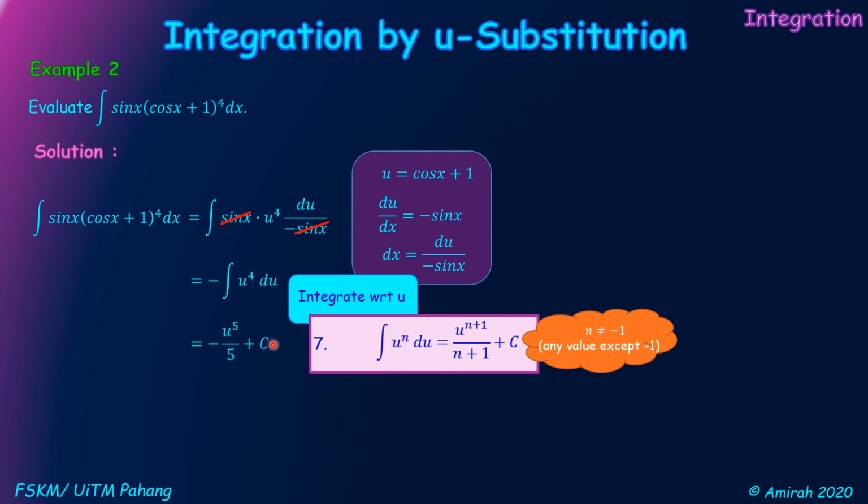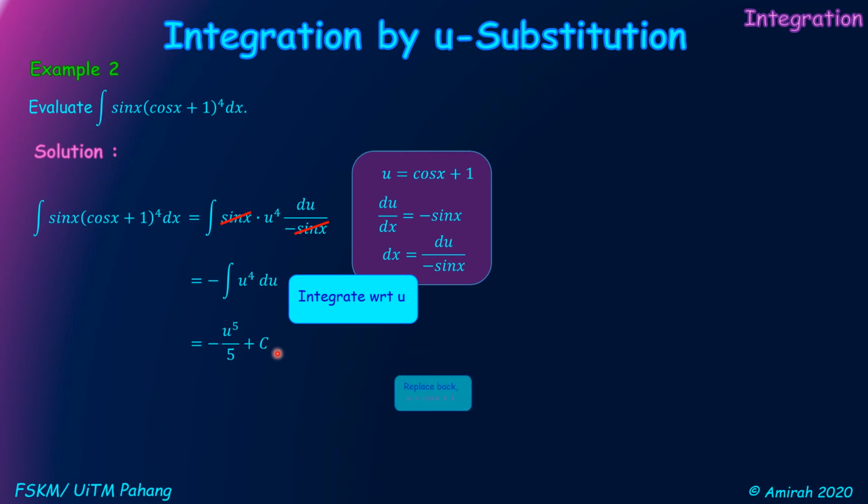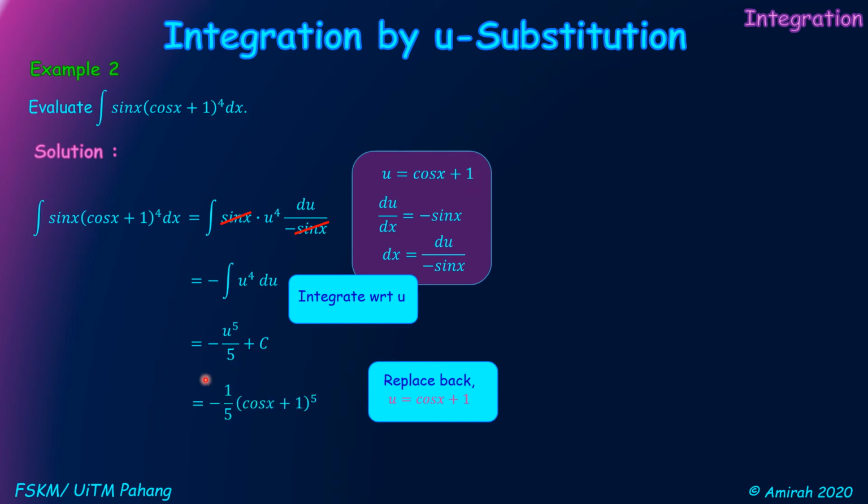So when we use this formula, we still have the negative in front here, and when we integrate u to the power of 4 from this formula, we get u to the power of 5 over 5 + c. And after that, we replace back u equals cos x + 1. So after we replace u in terms of variable x, we get negative 1 over 5, (cos x + 1) to the power of 5 + c. This is the final answer.